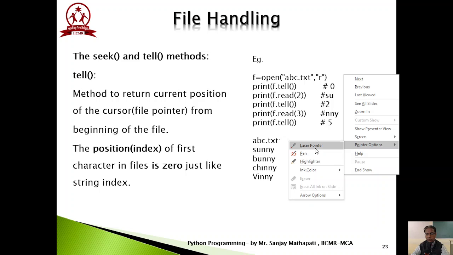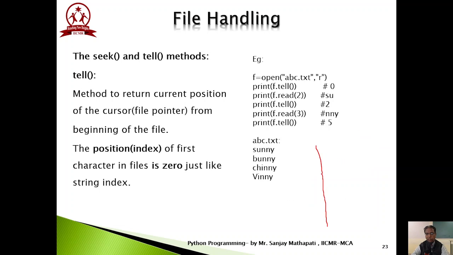Just suppose you have a file and the contents are written over here. Whenever I execute f.tell at the initial stage, the file pointer may be at this particular point. With respect to the beginning of the file, my file pointer is at position 0. So whenever I ask f.tell while I am at the beginning, we will get the output 0.